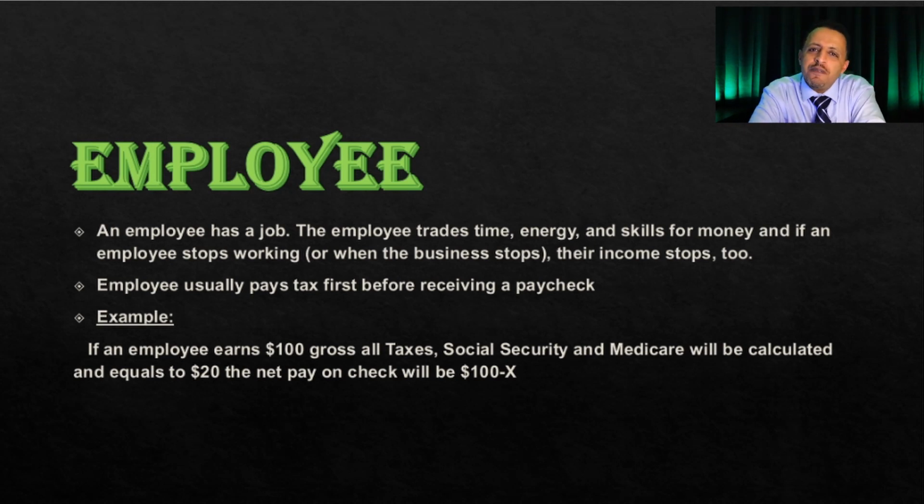What is an employee? An employee is someone who has a job, someone who trades their time, their energy, and also their skills for money. An employee stops working if the employee decides he doesn't want to go to the job. One day his or her income will stop, because you are exchanging your time, and if you're not there to give them your time, you're not going to get the money.